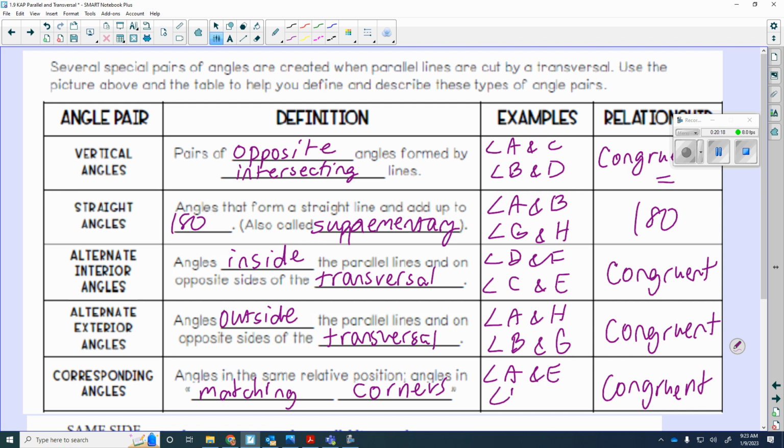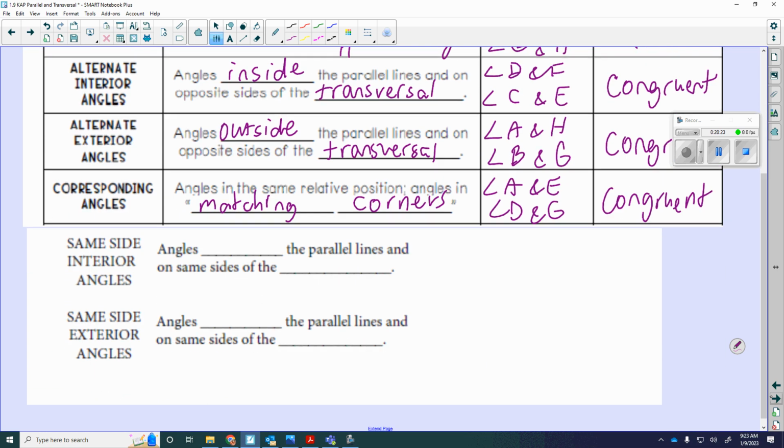What do we say? D and what? G. Okay. All right, we got just two more. Now we've got same side interior angles and same side exterior.